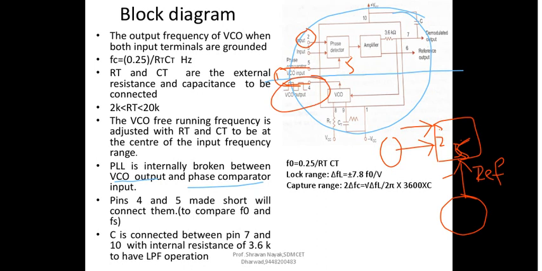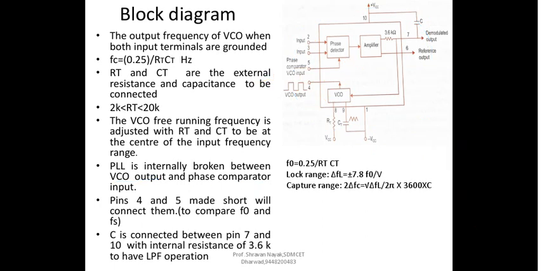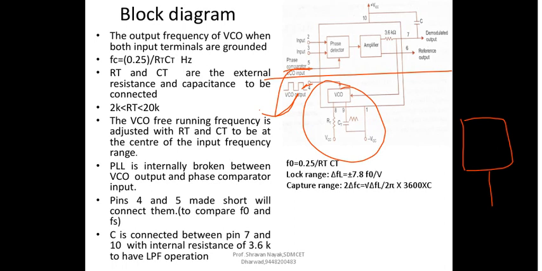Therefore I said you split this complete PLL IC into two parts. One is the phase detector and the amplifier, and the second one is the VCO. As long as you connect this VCO output to pin number 5, it is as good as providing this input to your phase detector. The other input could be either pin number 2 or pin number 3 depending upon the requirement. Pin number 4 and 5 are to be shorted in order to compare F0 with Fs.